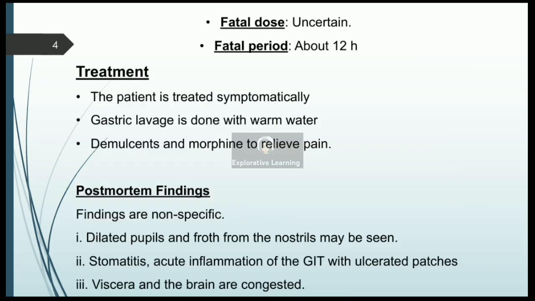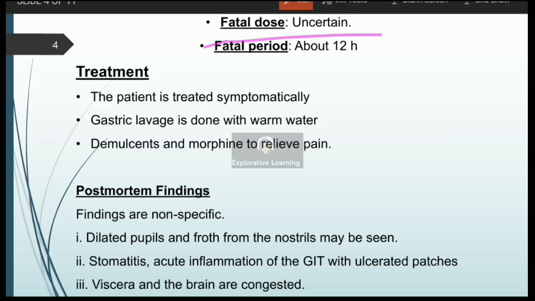Fine. The fatal dose is still uncertain. There is no certain dose, there is no certain limit which can lead to fatality of the person. It is still undiscovered. Okay, and the fatal period is about 12 hours, less than 24 hours.